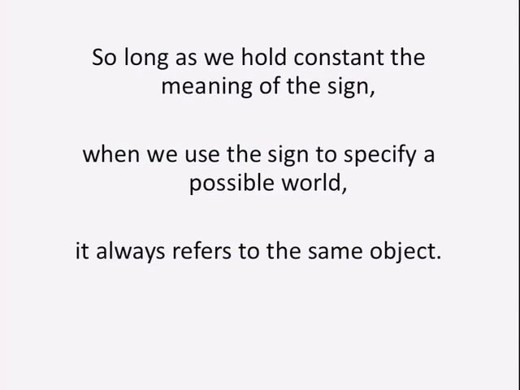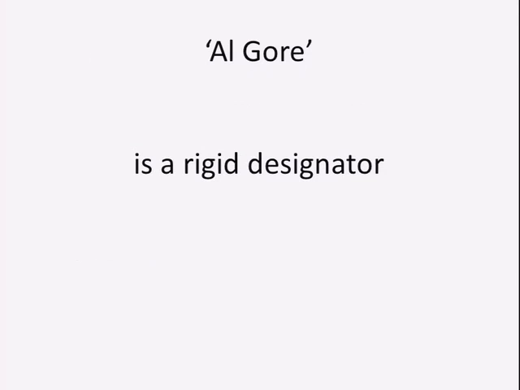So that's to say, as has been said, there could be other possible worlds where you use that name to refer to something different. But what it means is something like, so long as you hold constant the meaning of the sign, so long as you always mean the same thing when you're saying Al Gore, and you're talking about what could have happened to Al under different possible scenarios, then you're always referring to the same thing. That's what it means to say the name Al Gore is rigid. So Al Gore is a rigid designator.